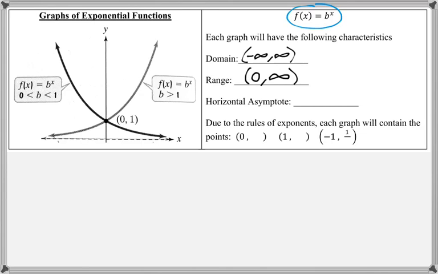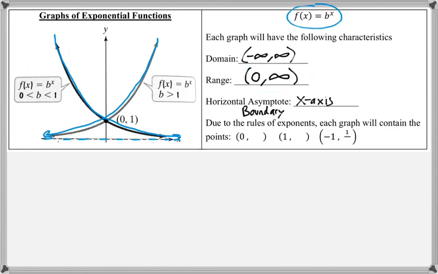The horizontal asymptote, which is really just a fancy name for a boundary, and that is the x-axis. And really what that means is the x-axis serves as a boundary. So these functions are going to approach it and get close, but they're actually never going to reach it. And that's really why our range starts at 0, and it actually doesn't reach 0, because there's a boundary there.